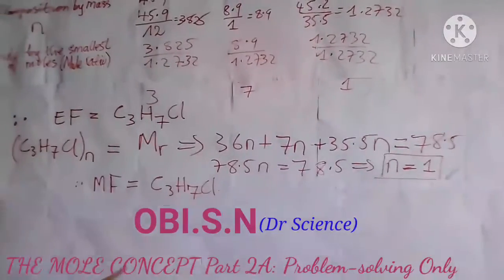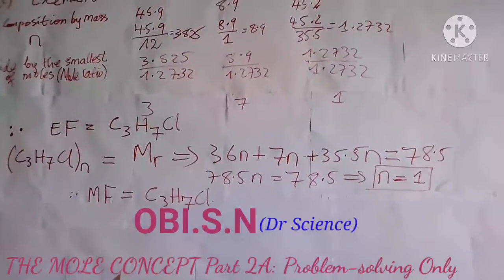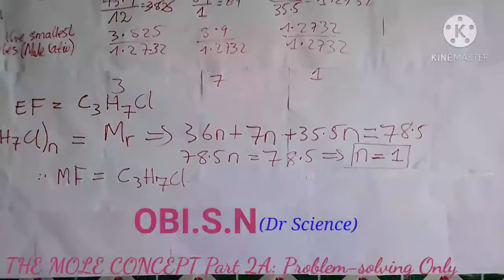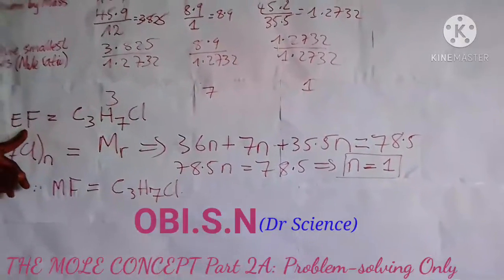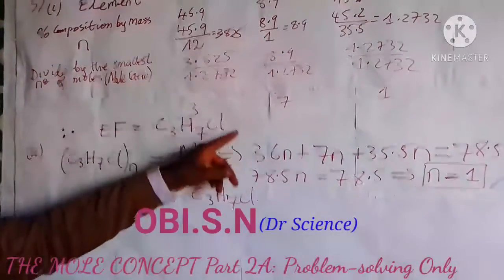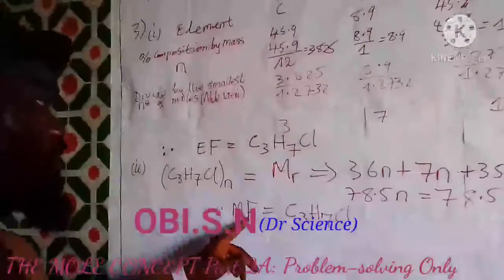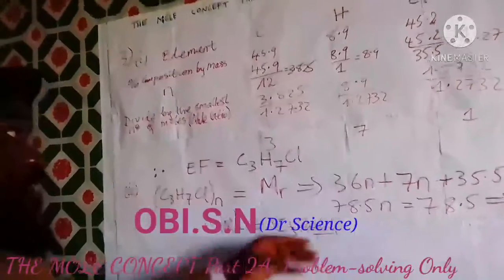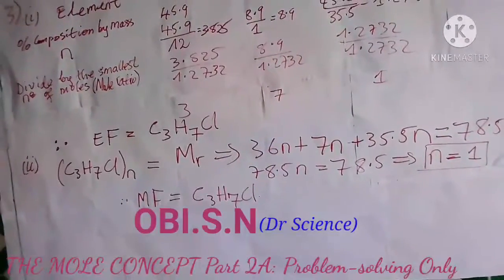Small Roman 3 says, what conclusion can you draw from small Roman 1 and small Roman 2? Now, if we look at what we have done in small Roman 1, we were to calculate the empirical formula, and we calculated it to be C3H7Cl. And in small Roman 2, we were to calculate the molecular formula, and we calculated that to be C3H7Cl. So we can conclude that the empirical formula is equal to the molecular formula.